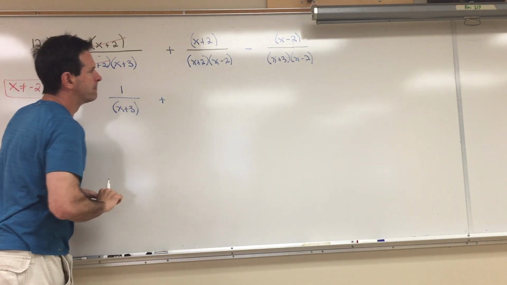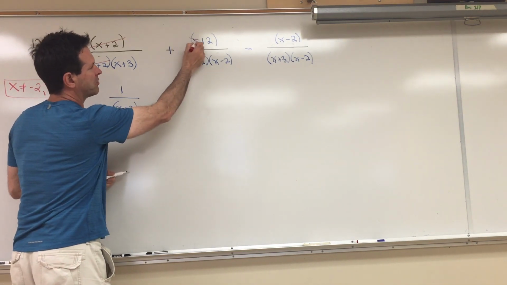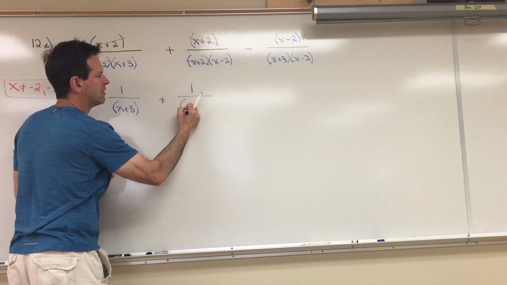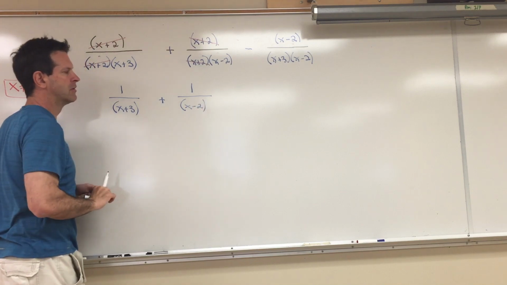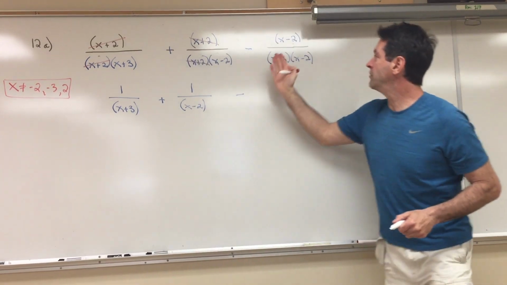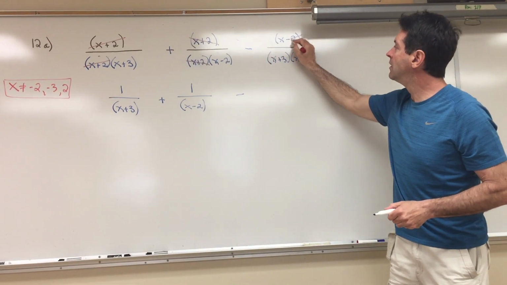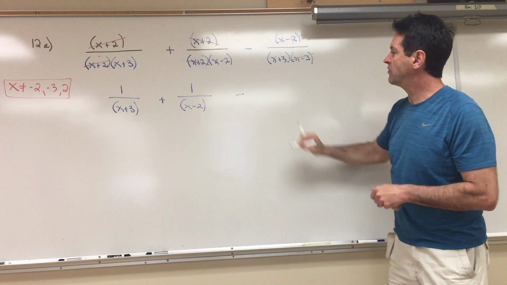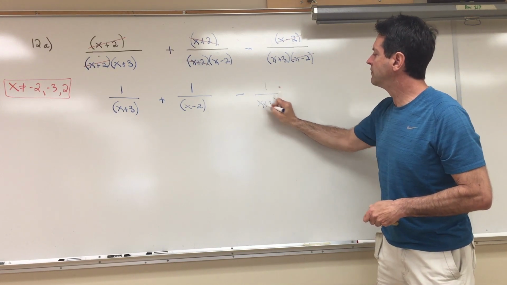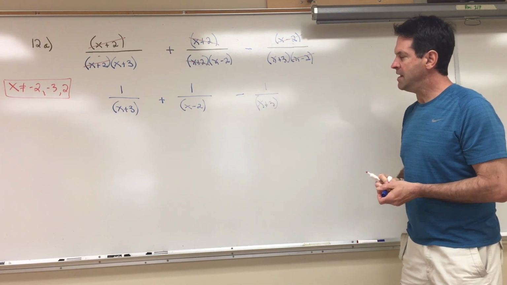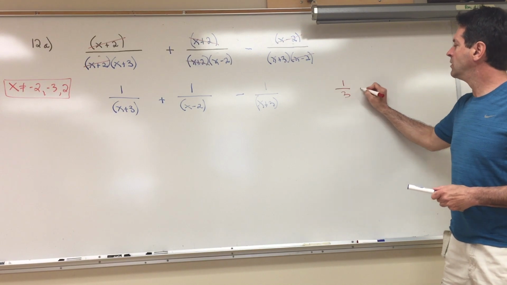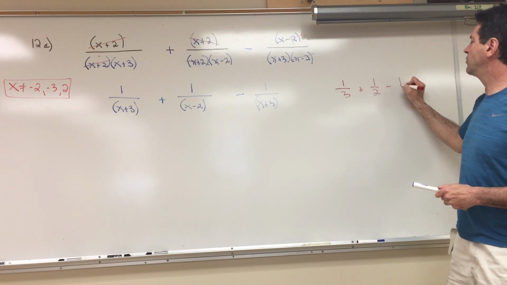Addition sign. And over, oh wait a second, we've got an x plus 2 in the top and the bottom here. Just leaves us with 1 over x minus 2. Subtraction sign. And likewise, we've got an x minus 2 in the top and the bottom here. We can cancel that out. Just leaves us with 1 over x plus 3.